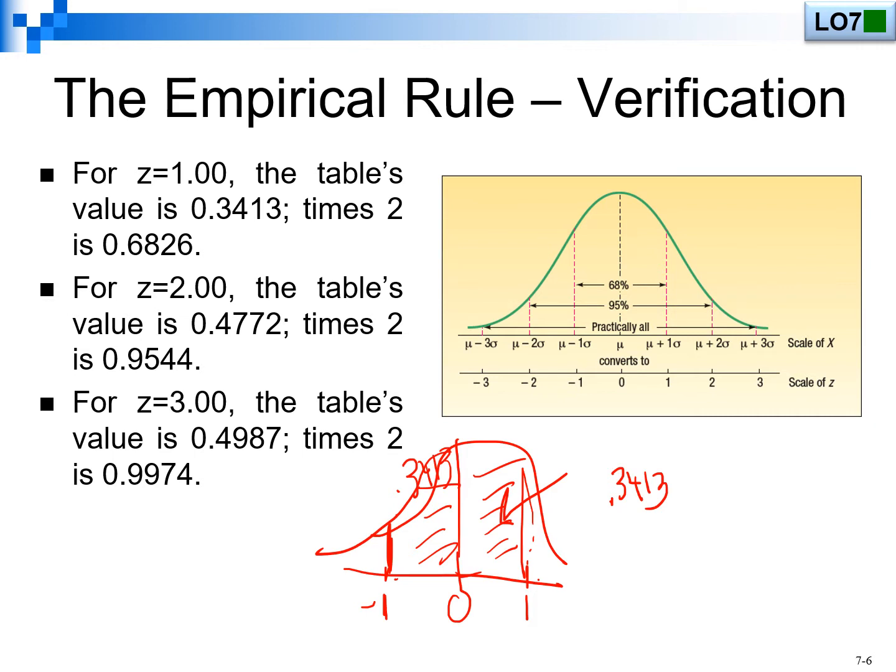So up here where they're saying multiply this times 2, what they're saying is you're applying symmetry, because both sides are the same. So any area that's between a -1 and a +1 is simply this particular area multiplied by 2. And you can do the same thing for a z-score of 2, a z-score of 3. If you're looking for plus or minus 2 or plus or minus 3, that's how you get the area.